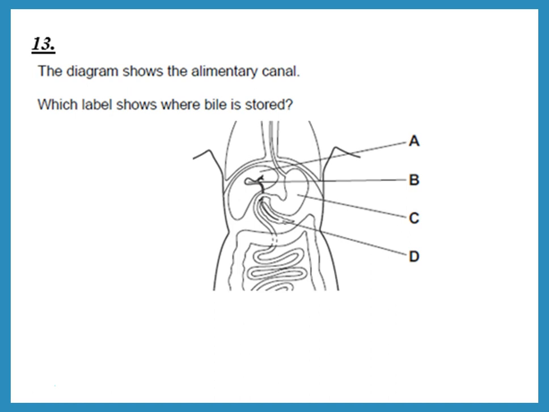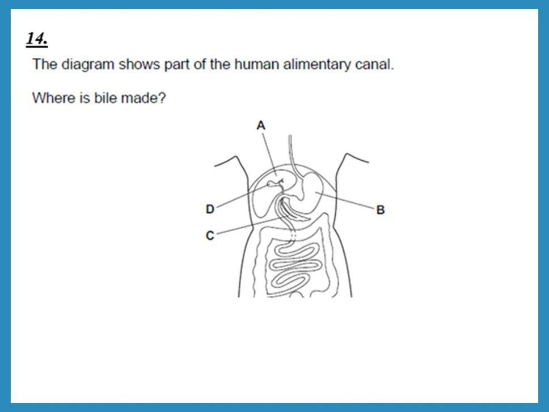The diagram shows the alimentary canal. Which label shows where bile is stored? We said bile is stored where? It is stored in the gallbladder. So which of these is the gallbladder? Remember that B is the gallbladder. A is the liver that makes bile. So we said the liver, which is A, makes bile. But bile is stored where? It is stored in the gallbladder, which is B. The diagram shows part of a human alimentary canal. Where is bile made? We said bile is made in the liver, which is A.